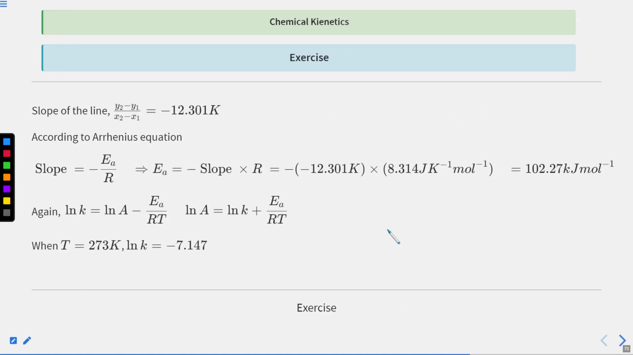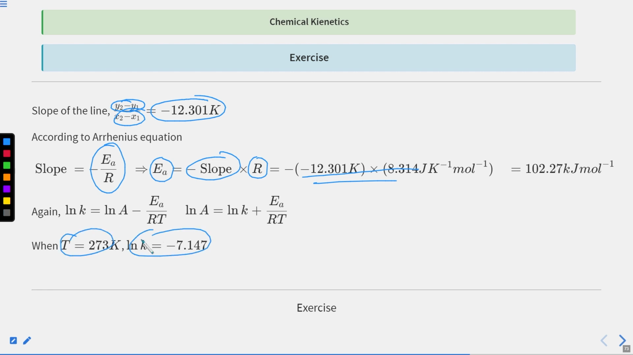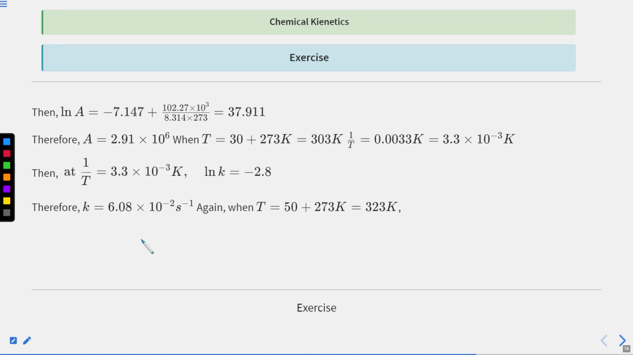Let us see the solution. First of all, the slope of the line is y2 minus y1 by x2 minus x1, which is your 1.12.301. Now slope is minus EA by R, so EA is equal to minus slope into R, as I have told you right now. Next, temperature is given, ln k is given, and the EA by R value is known. You can calculate ln A from here or from the graph also. What is the next question that is being asked?